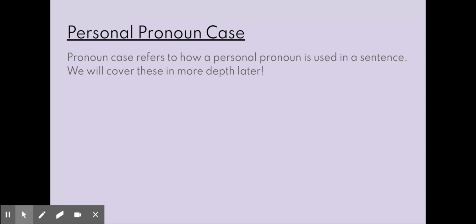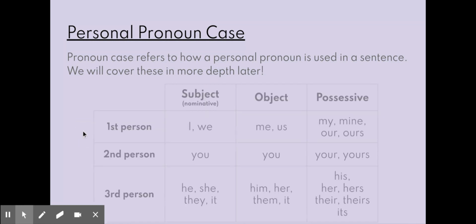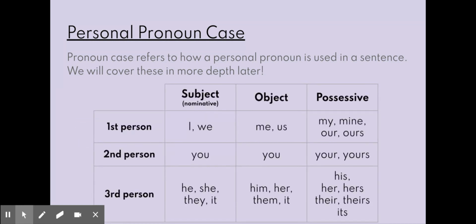Pronoun case refers to how a personal pronoun is used in a sentence. We will cover these in more depth later. I would like for you to pause the video, however, and record this chart. So there are three cases: subject, object, and possessive.